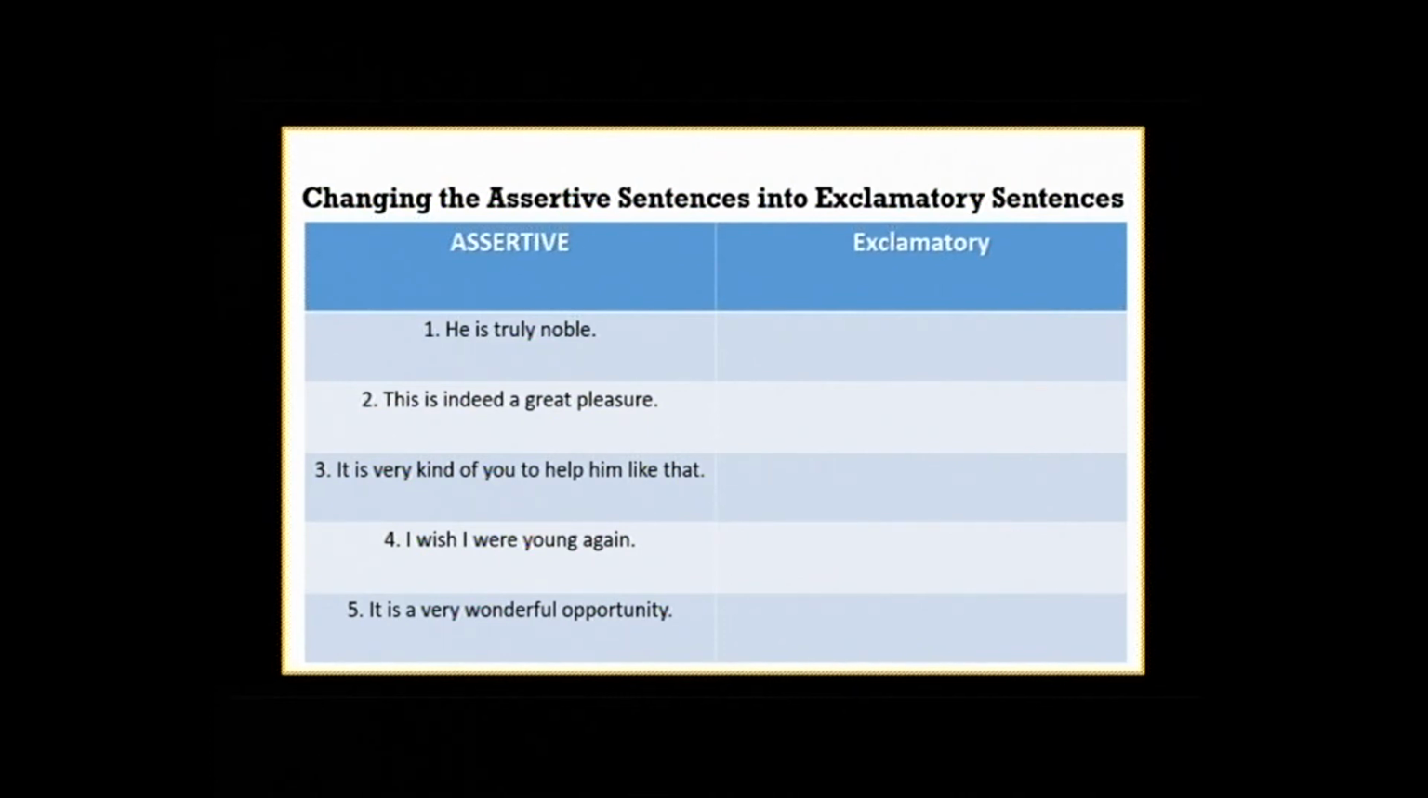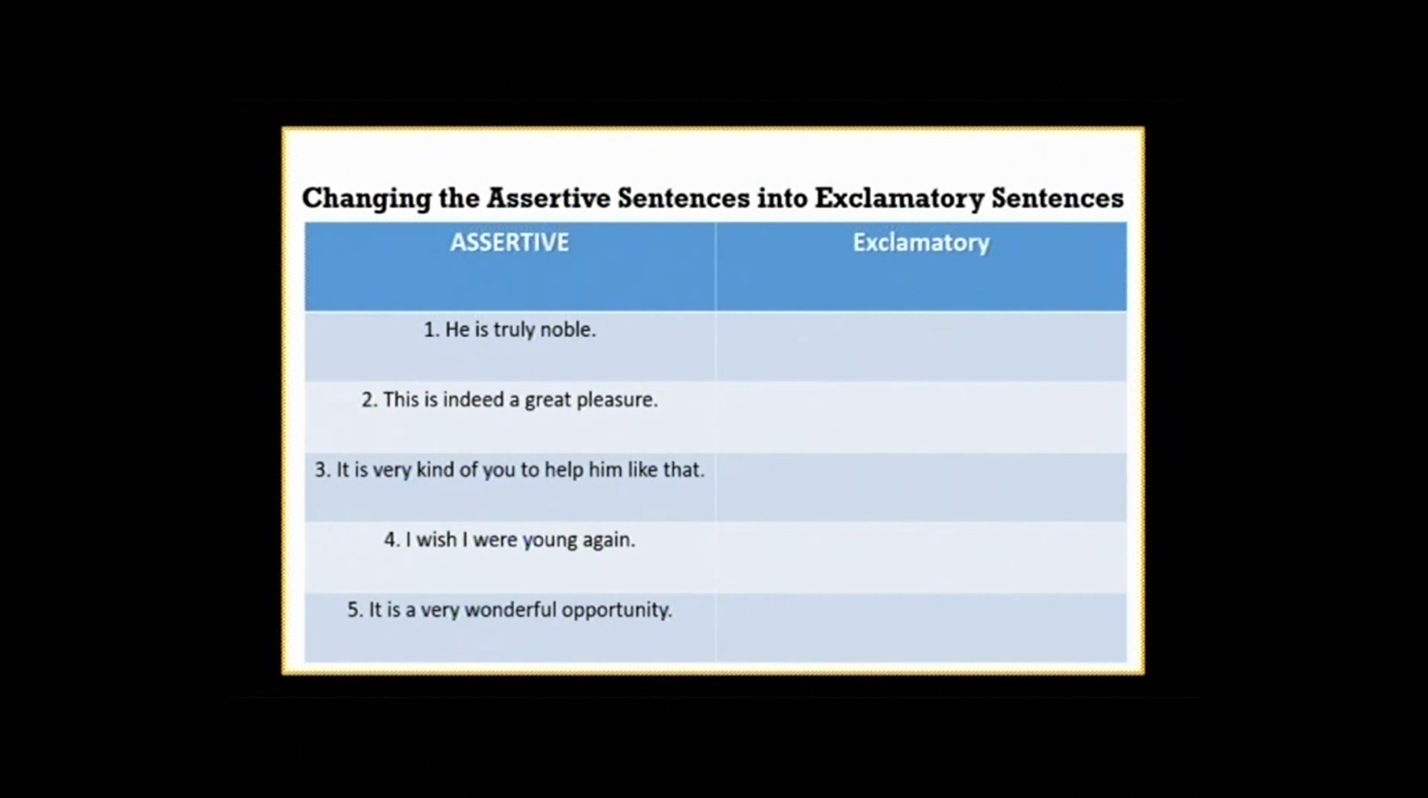Note these down in your copies. First, he is truly noble. Second, this is indeed a great pleasure. Next, it is very kind of you to help him like that. Fourth, I wish I were young again. Next, it is a very wonderful opportunity.